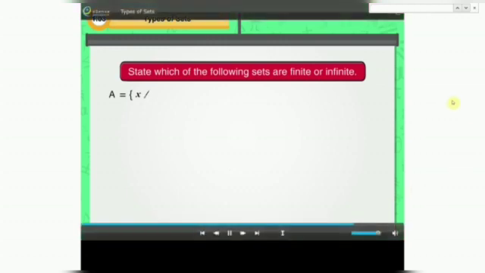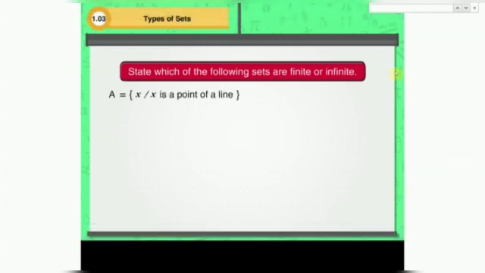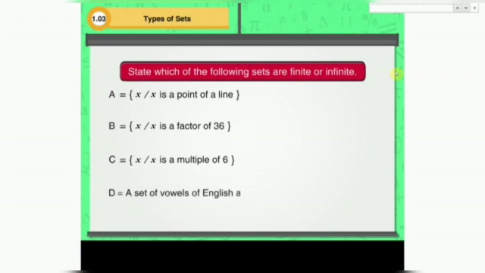Which of the following sets are finite or infinite? A is a set of all x such that x is a point on a line. B is a set of all x such that x is a factor of 36. C is a set of all x such that x is a multiple of 6. D is a set of vowels of English alphabets other than A, E, I, O, U.